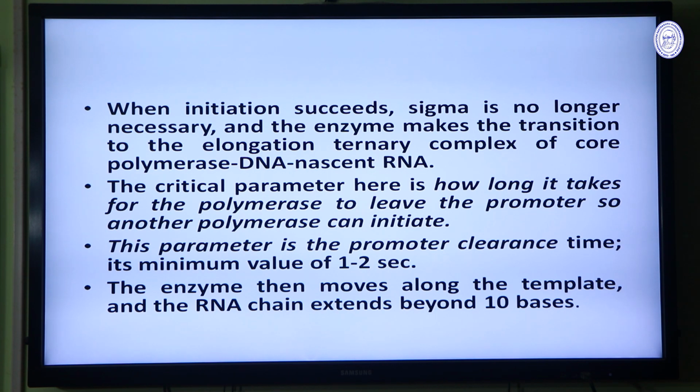The parameter of the promoter clearance time, its minimum value is 1 to 2 seconds. The enzyme then moves along the template and the RNA chain extends beyond 10 bases. So, it is now a very stable complex, and the RNA polymerase will continue transcribing the RNA chain.